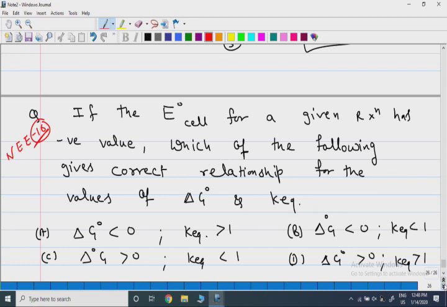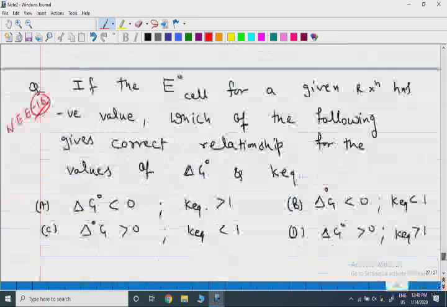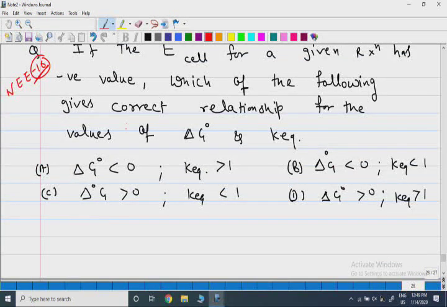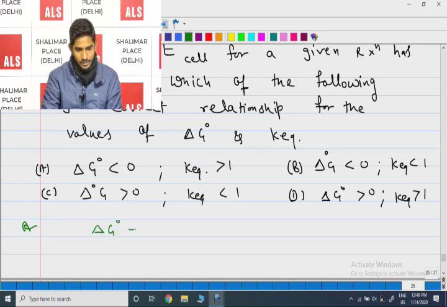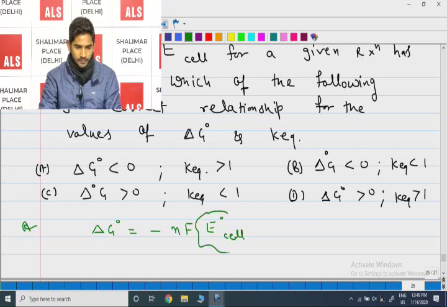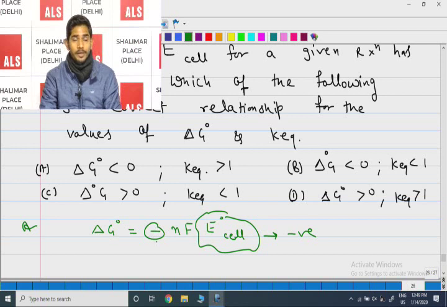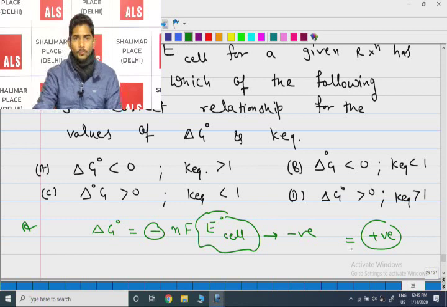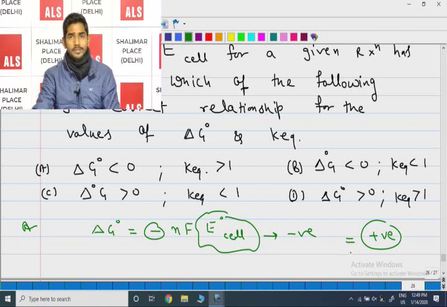Okay, so guys, let's solve this question. We know that delta G naught is nothing but negative of nF E naught cell. In the question, they are saying E naught cell is negative. So negative and negative will become positive. So delta G is positive. So we can have two options where delta G is given as positive, which are options C and D.